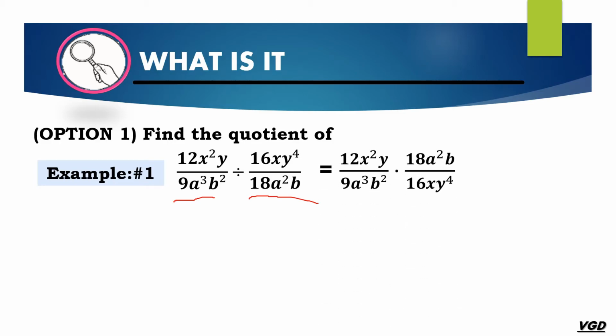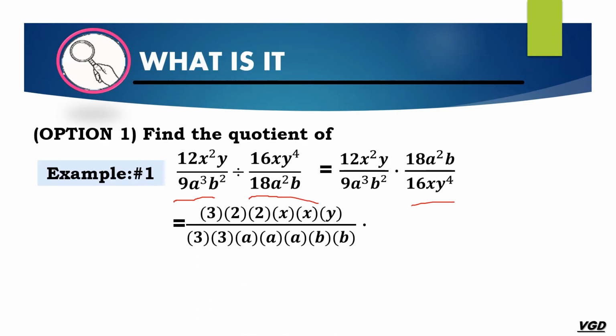After multiplying the first rational algebraic expression to the reciprocal of the second, we just need to factor the numerator and the denominator of each rational algebraic expression to its prime factors. So for 12x squared y, we have the prime factors 3 times 2 times 2 times x times y.